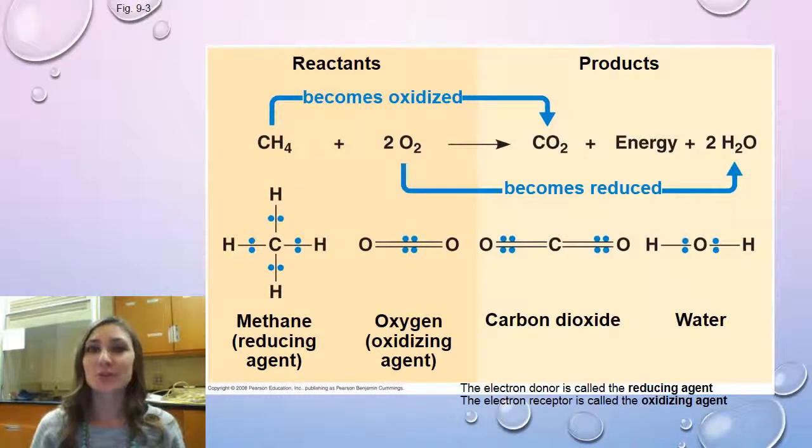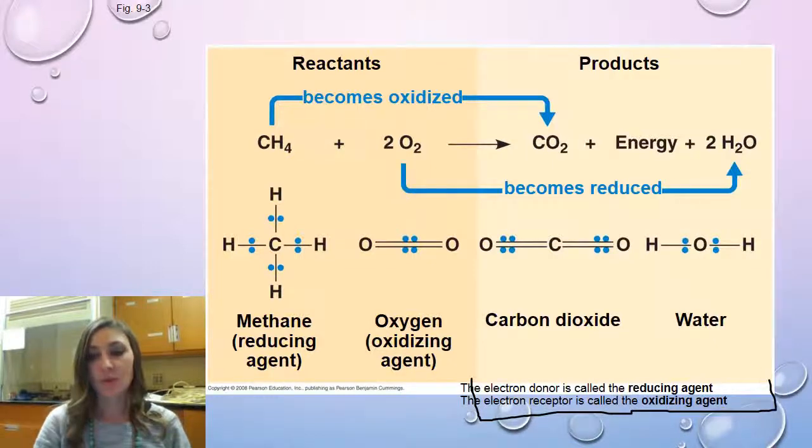So here we have methane, which is the reducing agent. The reducing agent is the electron donor, and because it is losing an electron, it is being oxidized. Oxygen is your oxidizing agent because it's accepting the electron and it becomes reduced. So now we've introduced those terms, reducing agent and oxidizing agent, and if you forget, here's the definition that'll help you to keep it all straight.